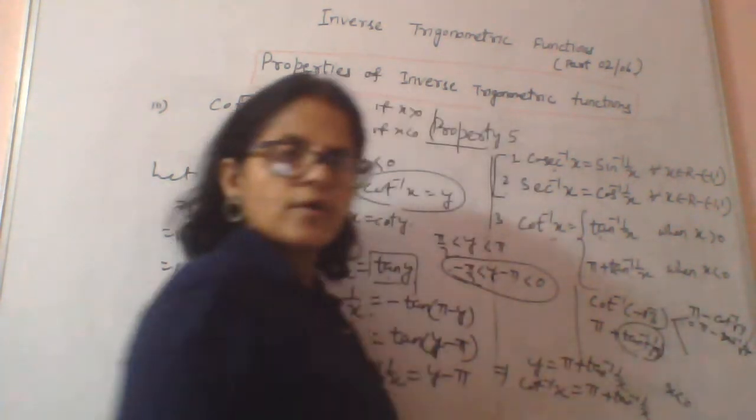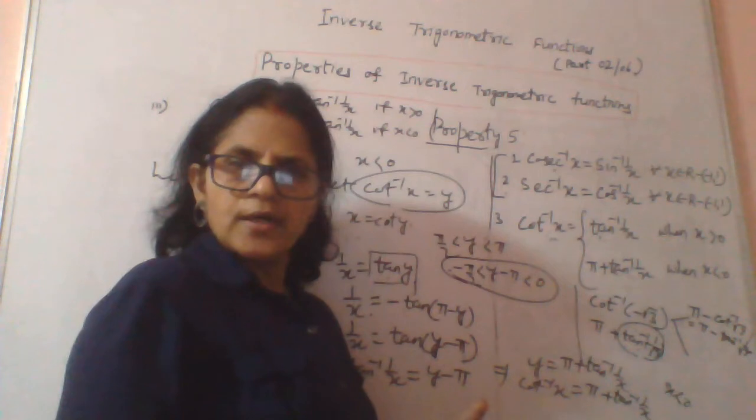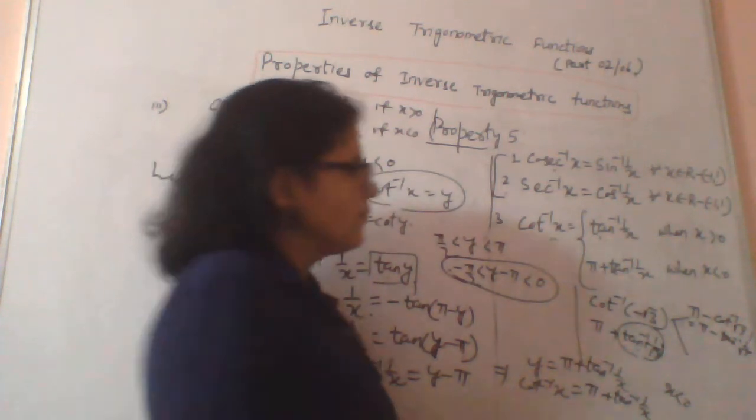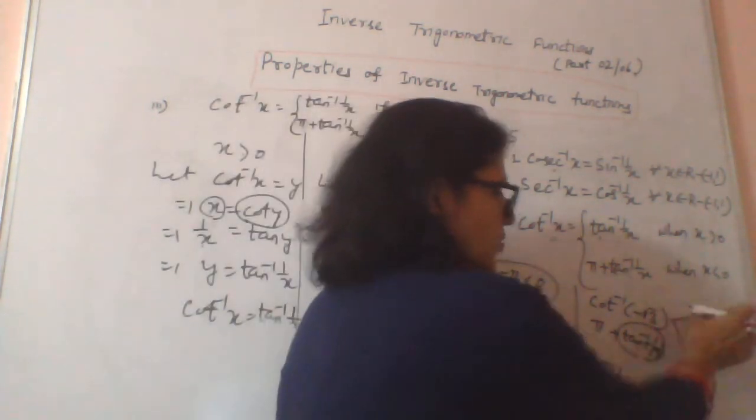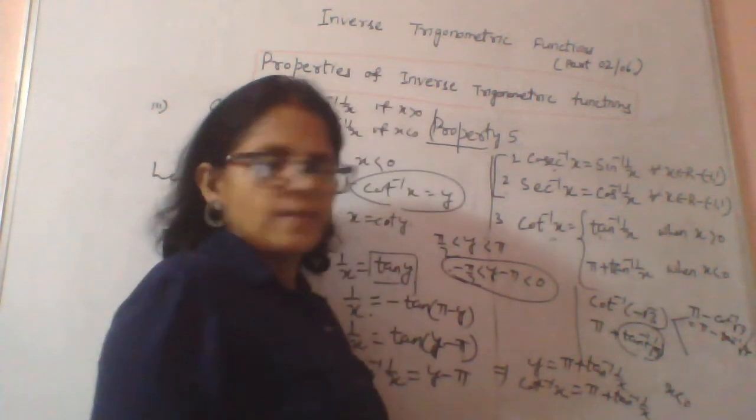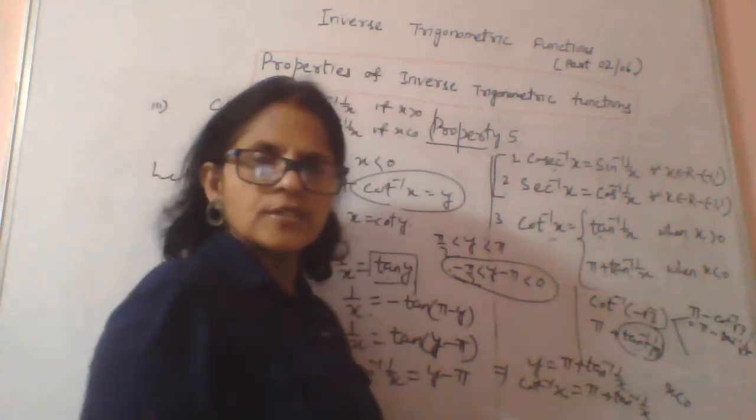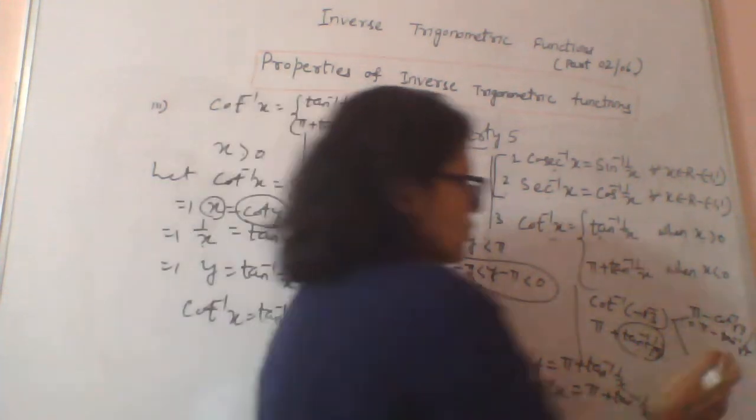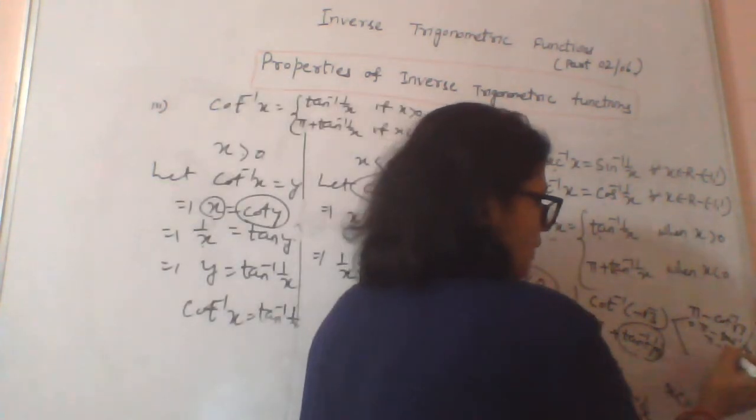If you know the value of cot inverse root 3, you can do it directly, no issue. If you don't remember it, but you remember the value of tan, then tan inverse 1 by root 3 is pi by 6. So you are getting pi minus pi by 6, which equals 5 pi by 6.